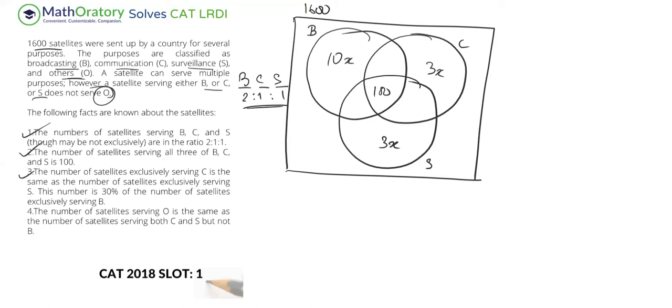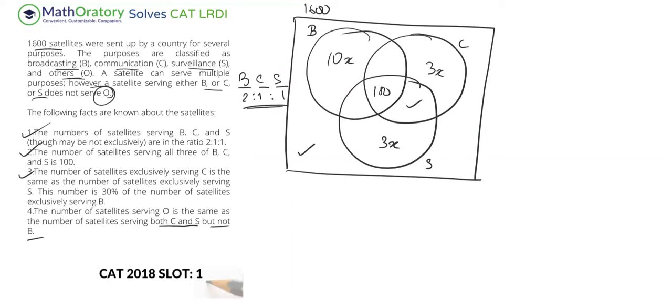Now coming to the fourth one and the last one, the number of satellites serving O is the same as the number of satellites serving both C and S, but not B. So O is the outside region, right? So let me put a tick mark to relate these two first. So the outside region is equal to the one serving both C and S, but not B. And that is this region, isn't it? So these two should be having the same value.